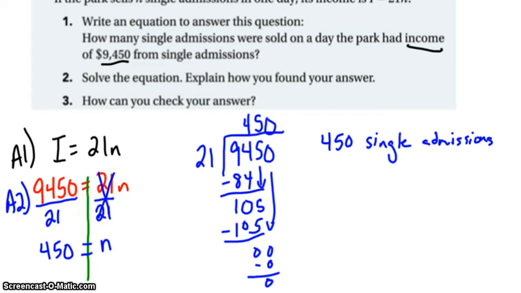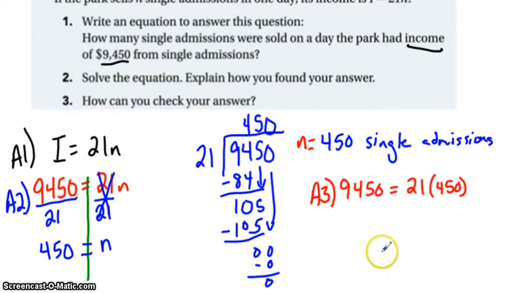Now, for A3, what we're going to do to check our answer is simply replace n with 450. So this is what n equals up here. So we are going to take our original equation, the 9,450 equals 21 times 450.